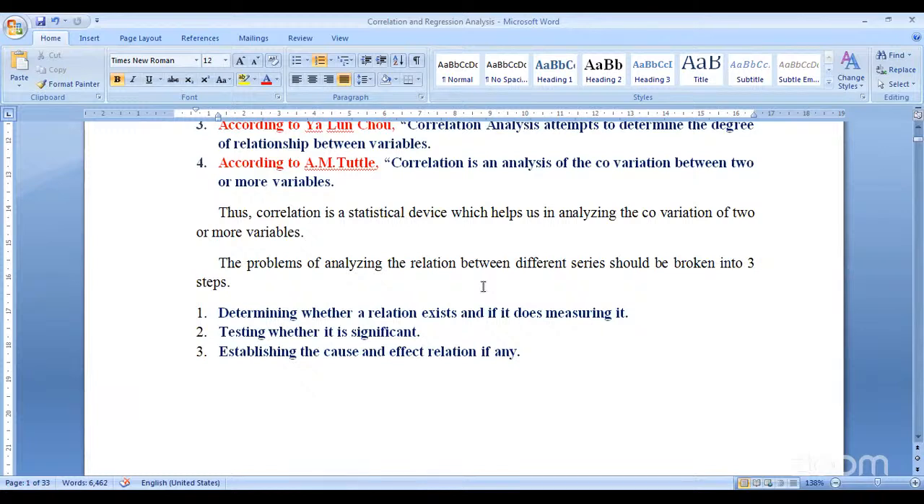So, determining whether the relation exists or not. We have to check whether the relationship exists based on the degree of correlation. If the value is positive, then we can say there is a positive relationship. If the value is negative, then there is a negative relationship. Sometimes the value will be zero; then we can say there is no relationship between the two variables. Then testing whether it is significant, that is, whether it is important or not. Then establishing the cause and effect relation, if any.